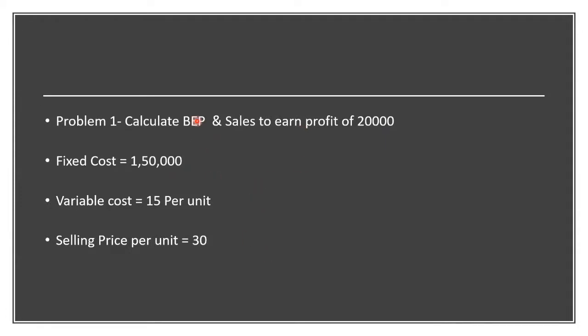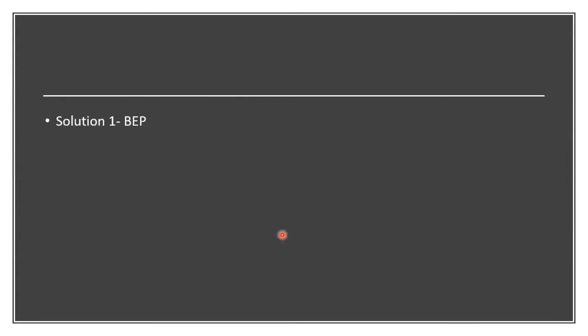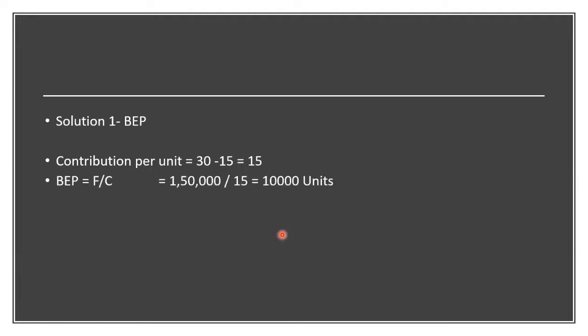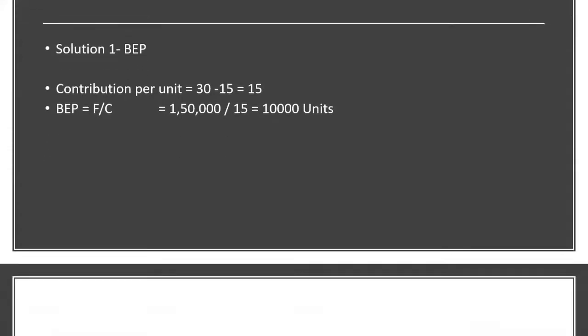We know break-even point is fixed cost divided by contribution, where contribution is selling price minus variable cost, right? Let's first find that out. Contribution per unit is 30 minus 15, that is 15. Break-even point is fixed cost divided by contribution, that is 10,000 units. So we found break-even point using the equation, which was very easy.